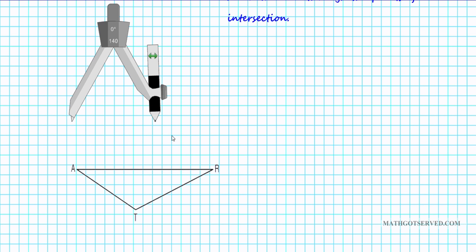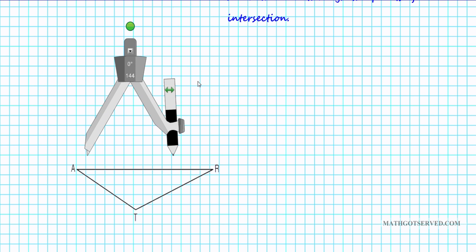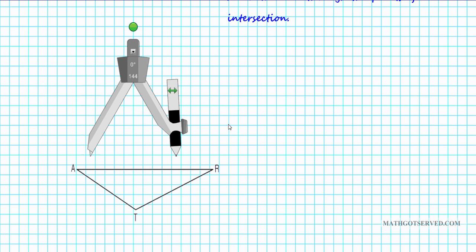Now please bear with me. I'm using a virtual tool here. I'm not really familiar with it yet, so just bear with the whole process. It's much easier using an actual compass.